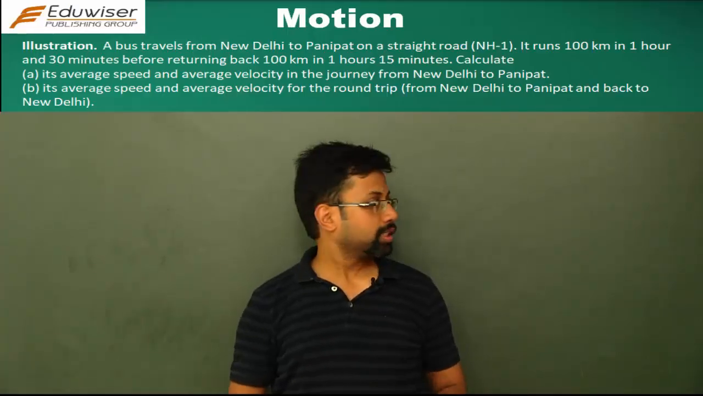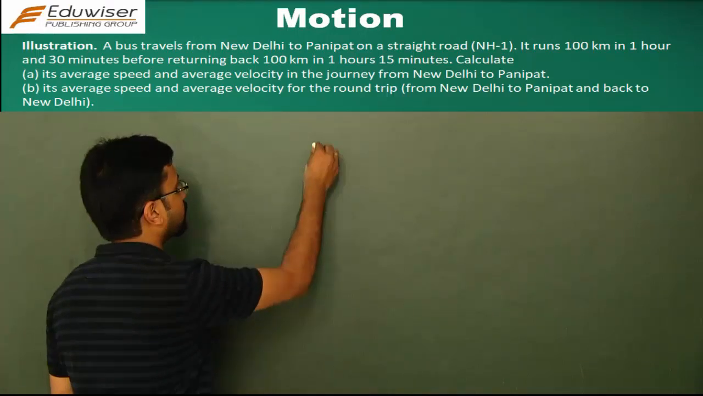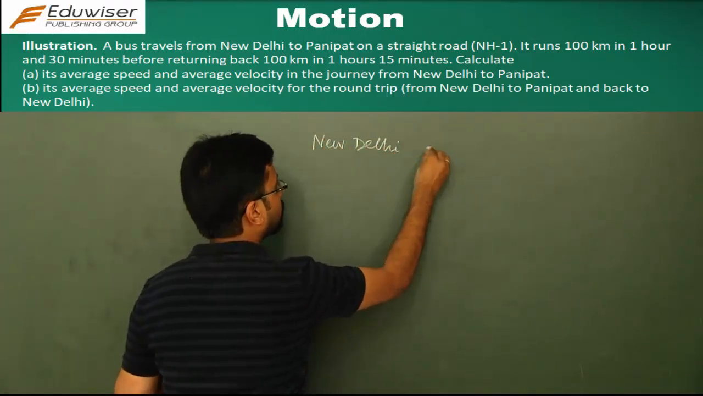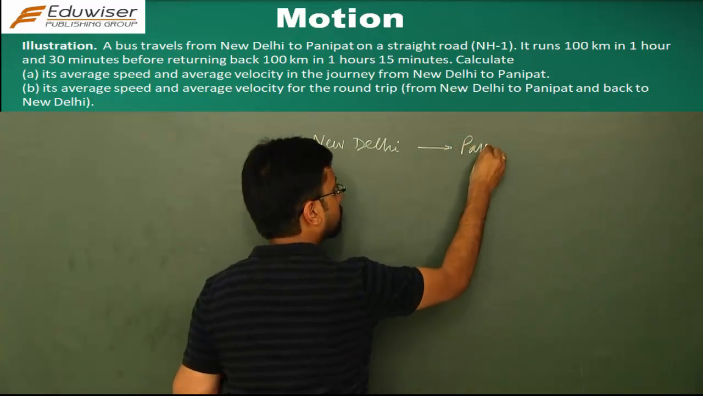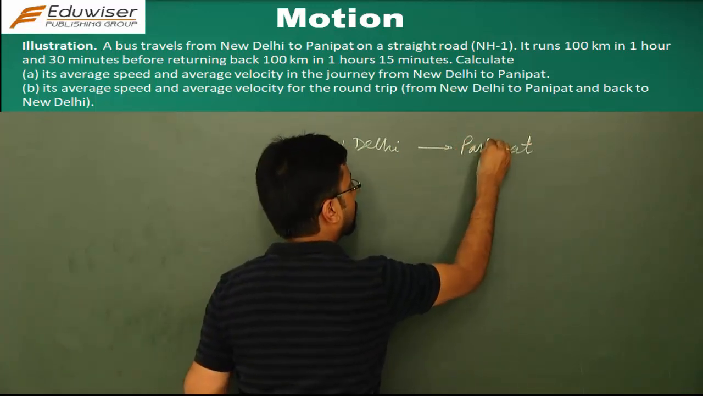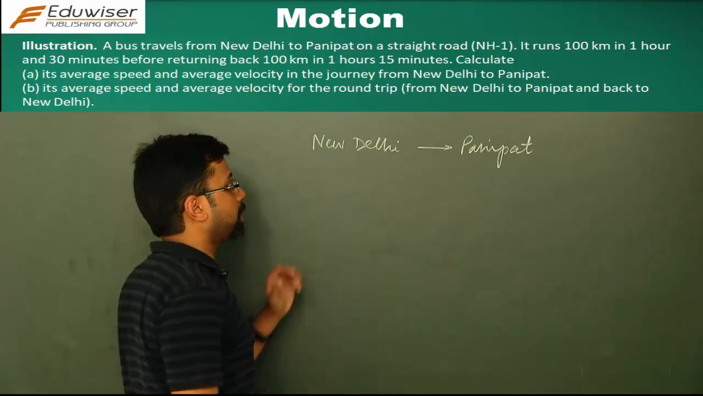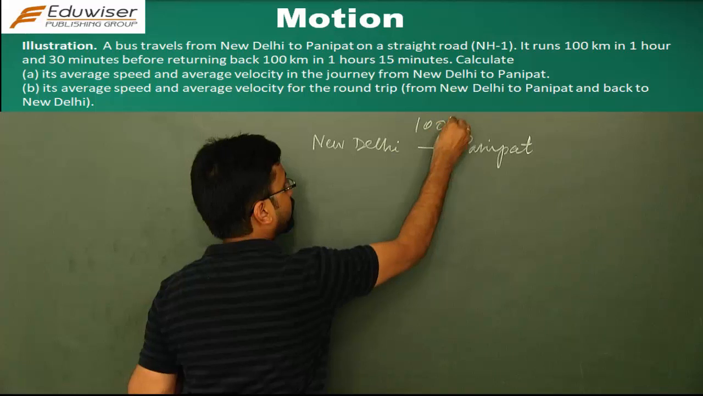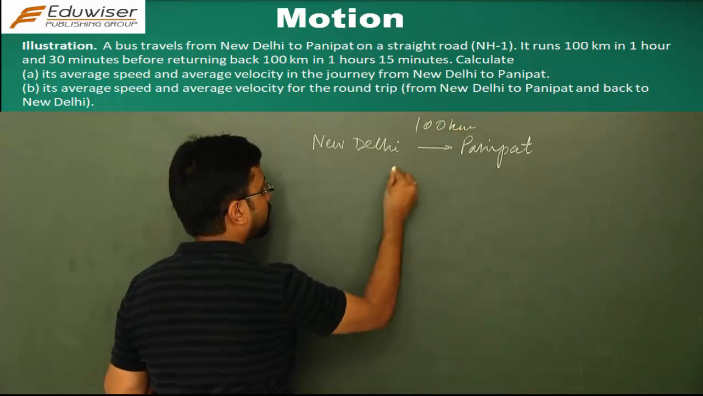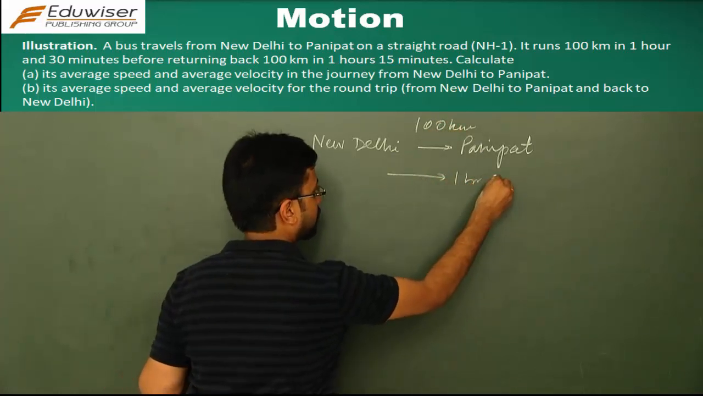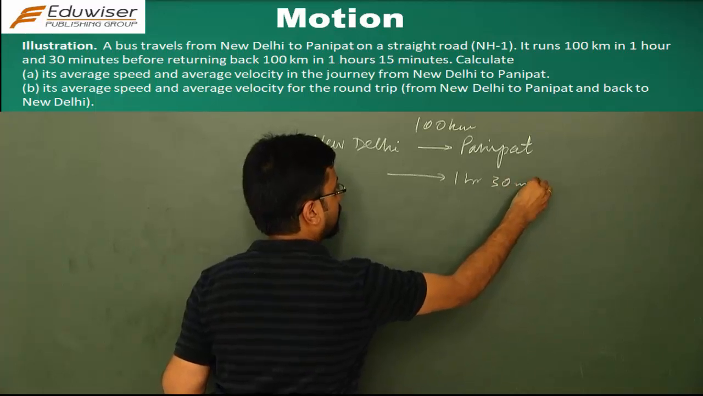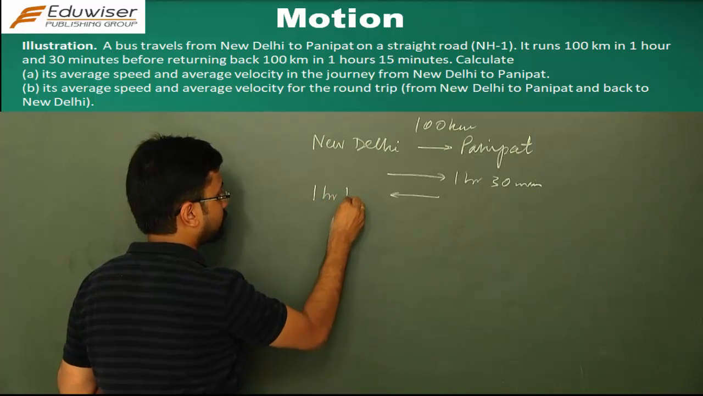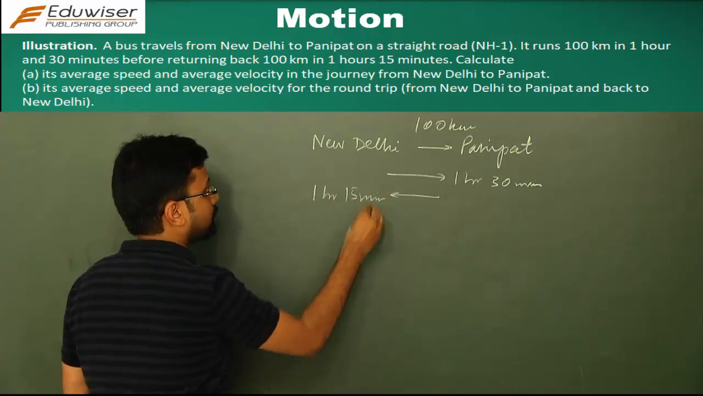Now this question again covers the basic thing. You are moving from New Delhi to Panipat. We are going to assume that it's going to be a one-dimensional motion, a straight line motion. So the distance is 100 kilometers. While going it takes 1 hour 30 minutes, and the return journey will take 1 hour and 15 minutes. So what is the first question?